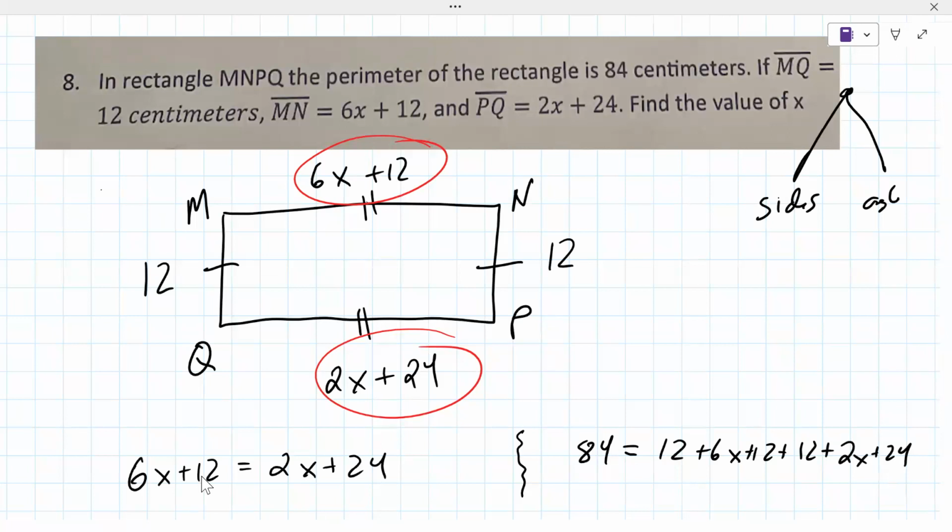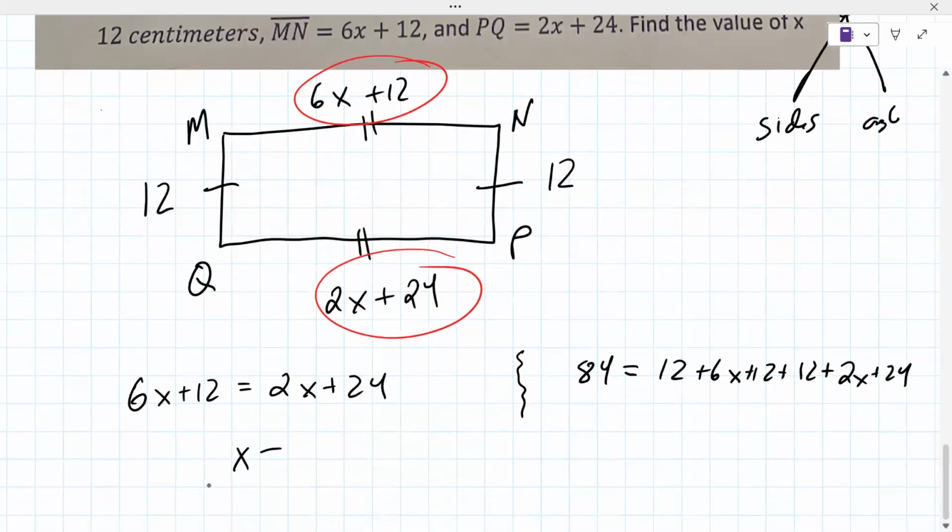Okay, I got x equals 3 for my final answer for x. Very good. Okay. Looks good to me. Satisfies all the criteria.